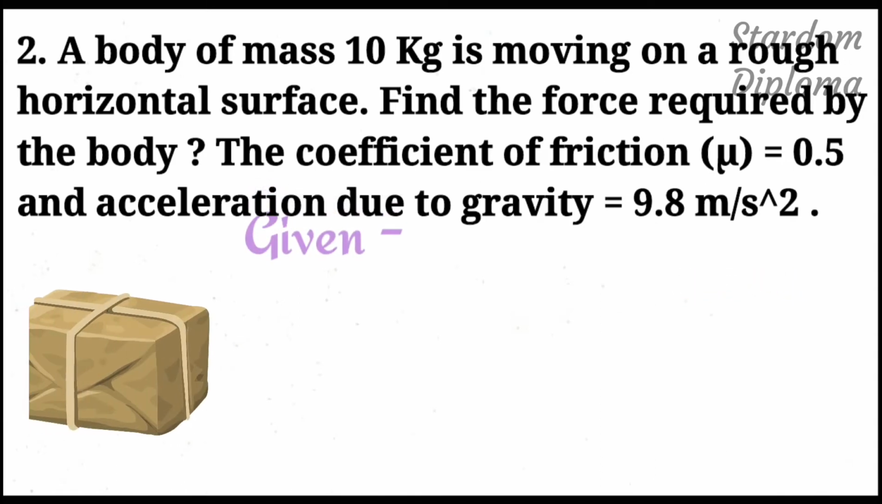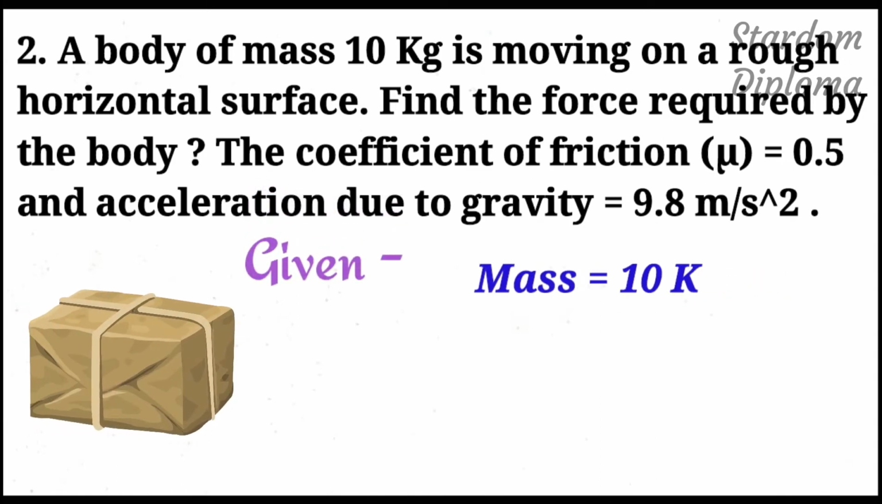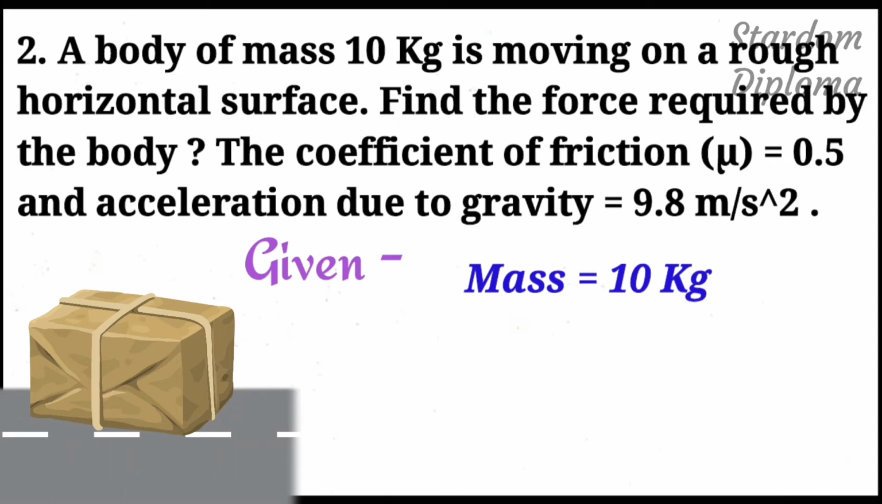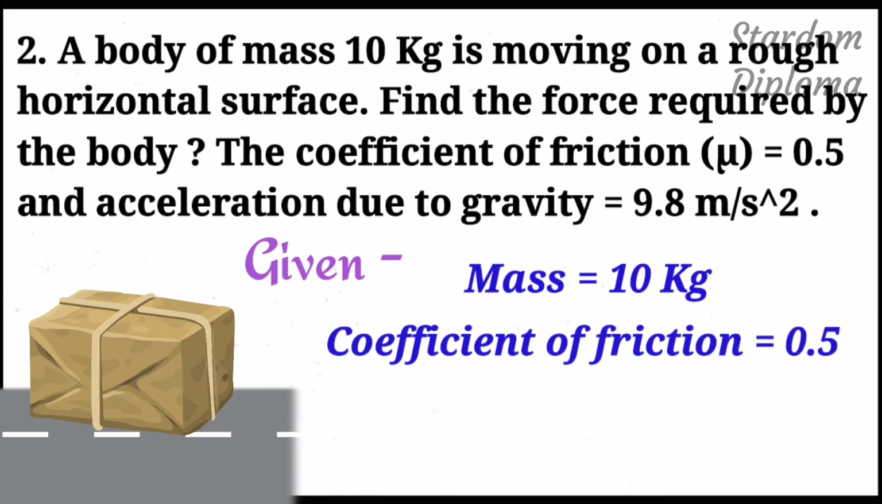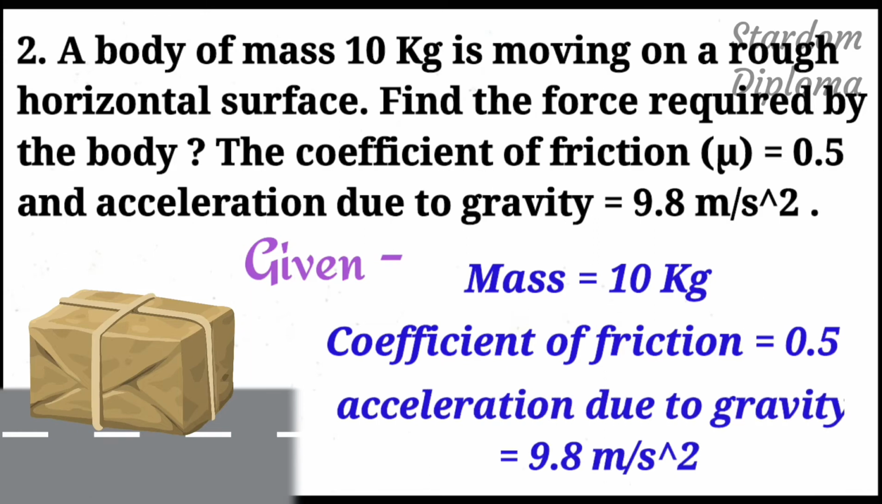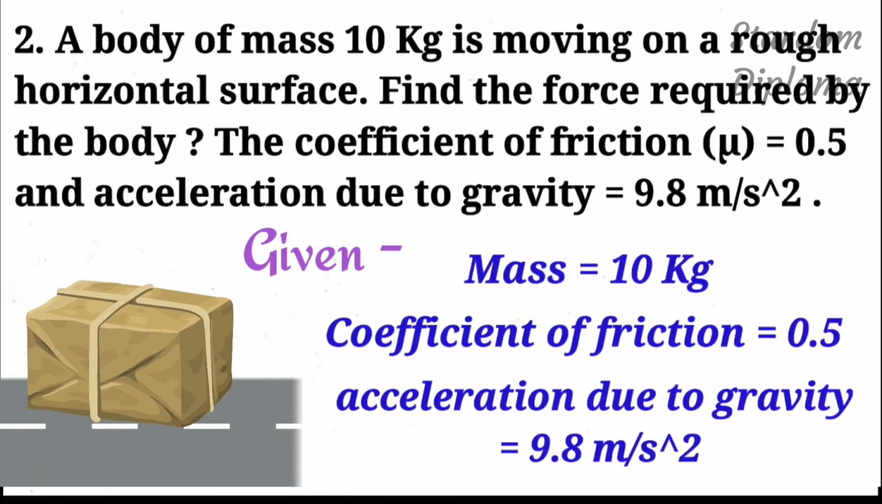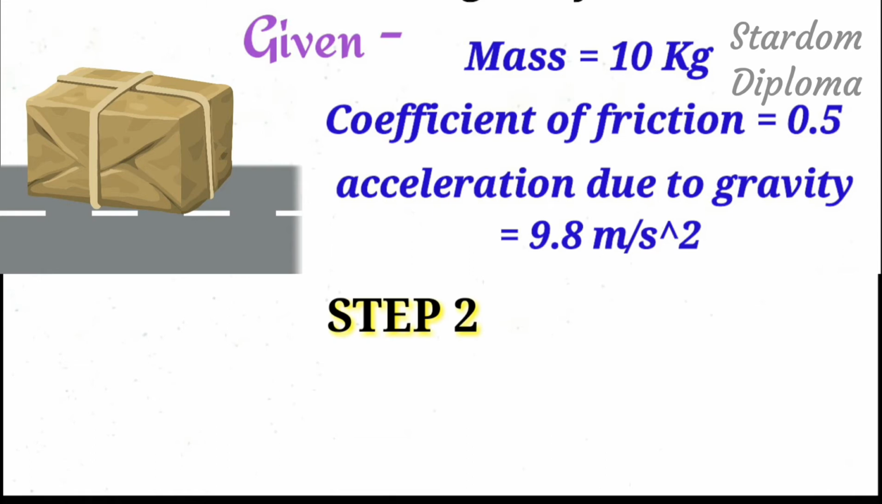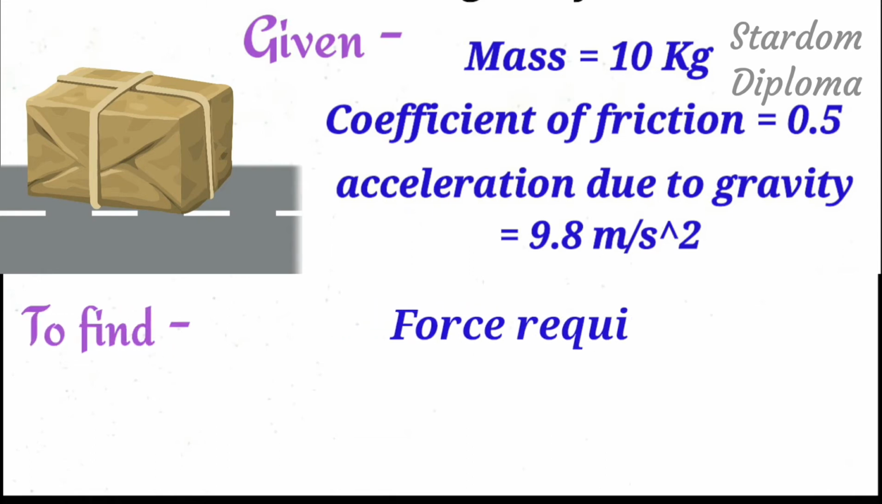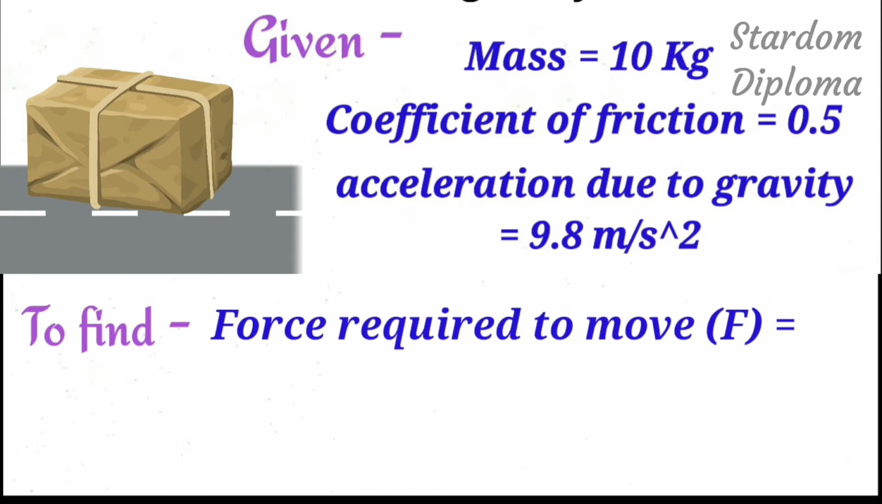So the body of mass 10 kg, m is equal to 10 kg. It is moving on a horizontal surface and we need to find the force required. So here we are having the value of mass, coefficient of friction and acceleration due to gravity. So these are given in the question. In step 2 we are writing what we have to find. Here in the question he asked us to find the force required by the body. F is equal to question mark.